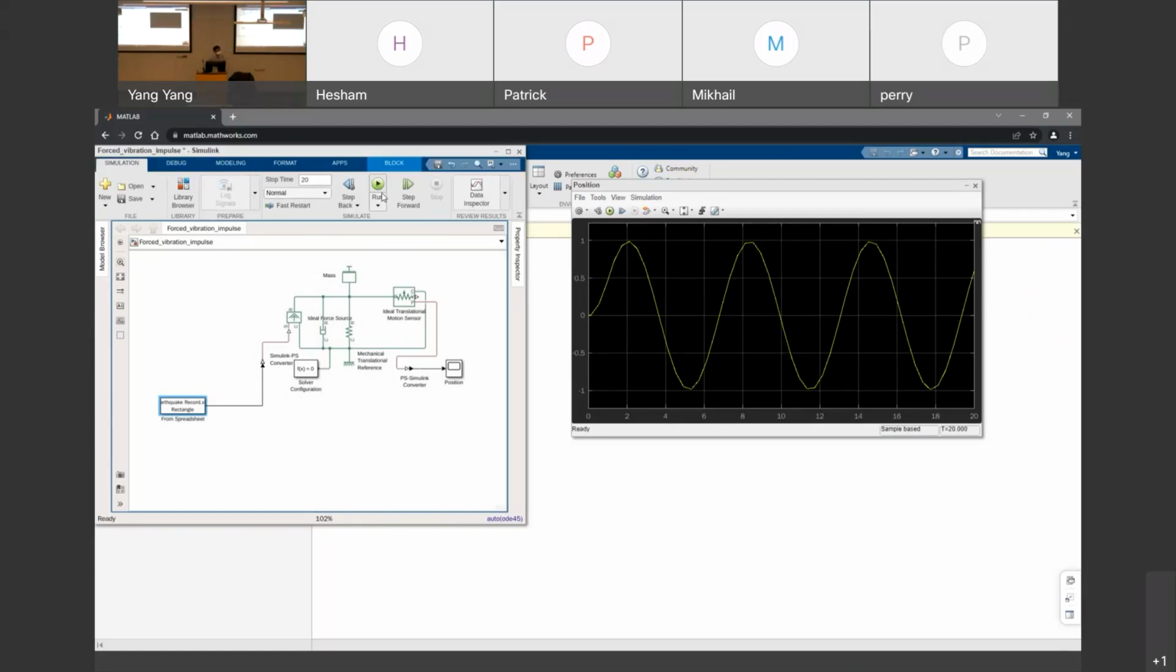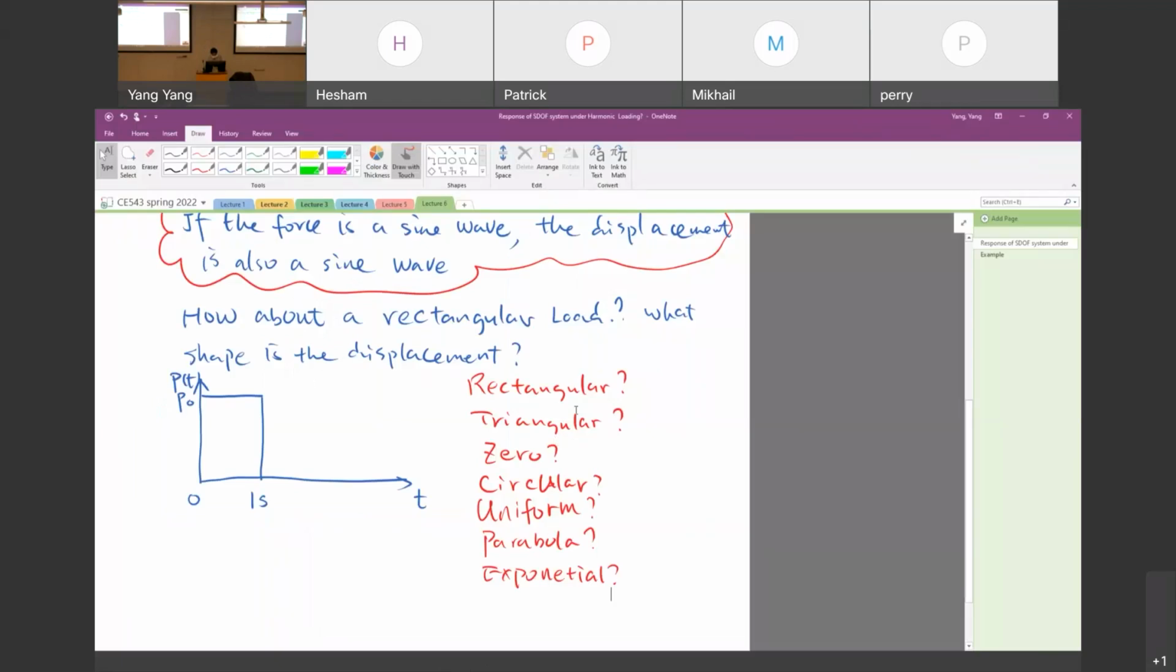Not always a sine wave. Is it a cosine wave? Not always, we'll see. It's all basically a wave. Basically, even if we have a rectangular input over here, the displacement response will be a sine wave.